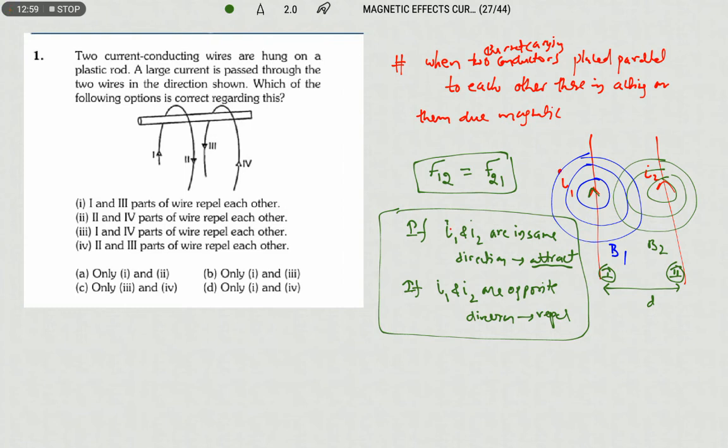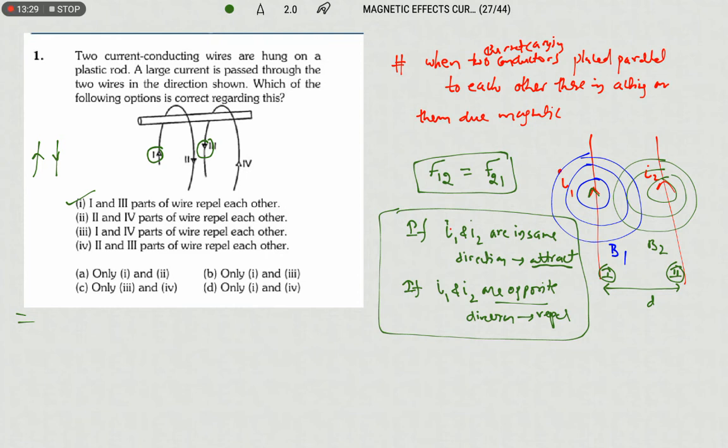Now let us see which conductors are carrying the current in the same direction, and which are carrying the current in the opposite direction. So first option: 1 and 3 parts of the wire repel each other. Both are in opposite directions. Direction of the current in 1 is upwards, in 3 downwards. If the directions are reversed, then definitely they will repel each other. So the first option is correct.